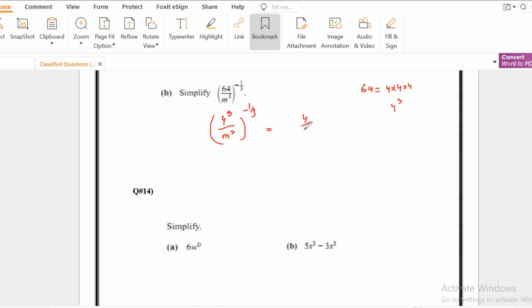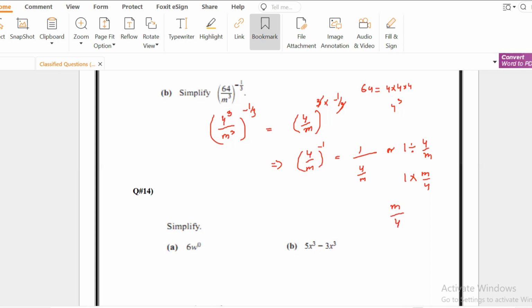Or we can say 4 over m whole power 3 multiplied by minus 1 by 3. So we can cancel 3 with the cube root. We have left 4 over m whole power negative 1. Or we can say 1 over 4 over m. Our next step, we can change into reciprocal because it's 1 divided by 4 over m. So when you change divide into multiply, we can write m over 4, meaning we change the places of numerator and denominator. Our last answer is m over 4.